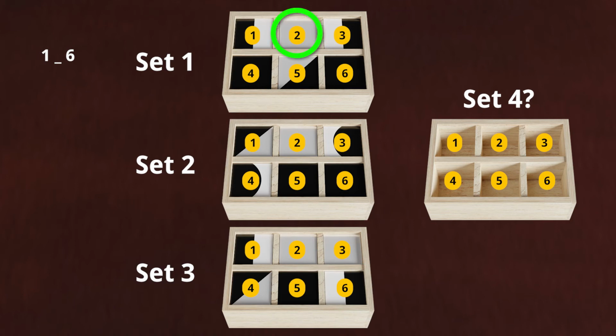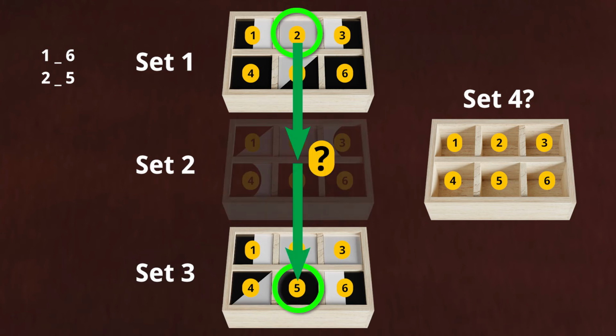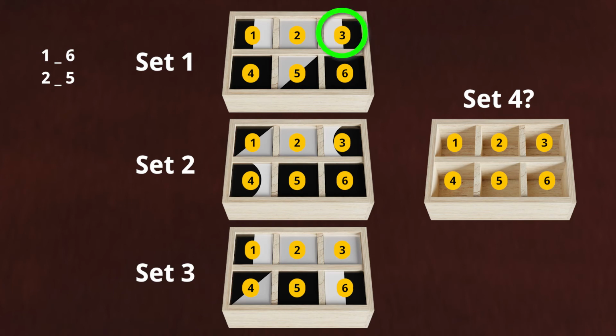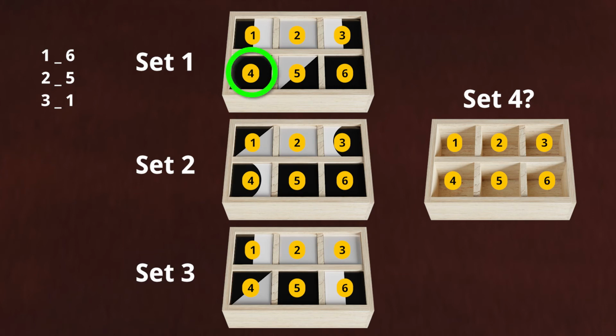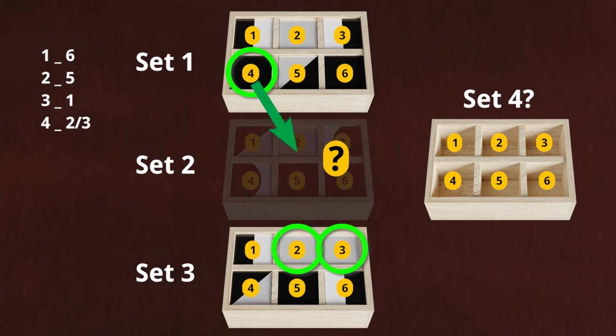The opposite of the white side is the black side, so we can note that the cube in cubby 2 moves to unknown and then moves to cubby 5. The opposite of a vertical split with a black on the right is a vertical split with a black on the left, so we can notate that as 3, unknown, 1. Cubby 4 shows a black side. The opposite will be a white side. There are 2 white sides in set 3, so for now, we can notate that as 4, unknown, 2 or 3.